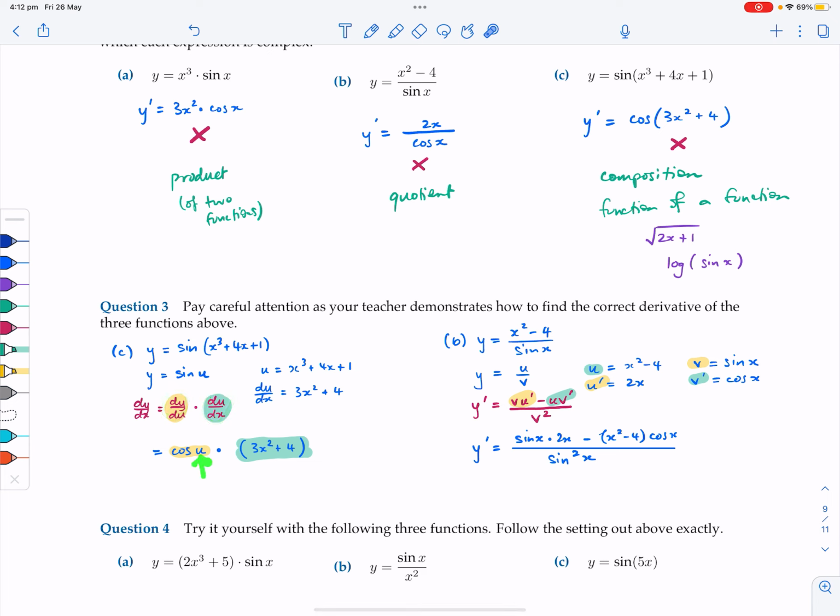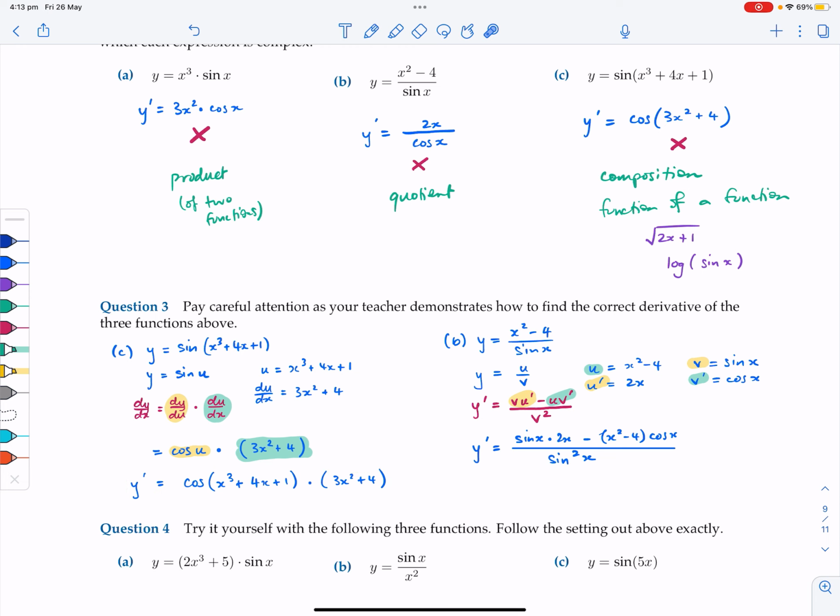Now, u is not going to stay like this. I'm going to replace it. So what I have is y dash equals cos of x cubed plus 4x plus 1 times 3x squared plus 4. All right, so pretty complicated result, isn't it? Okay, but it's a complicated function, yeah? You could easily graph just this bit, and you can easily graph sine u, but there's no way that you can easily graph this whole thing. It's a complicated function, and so it's got a complicated derivative.